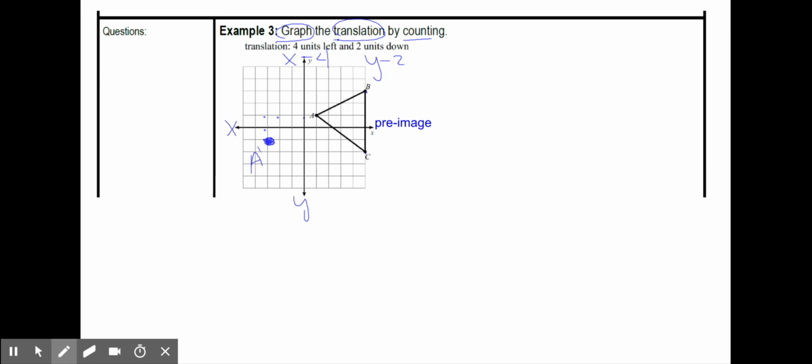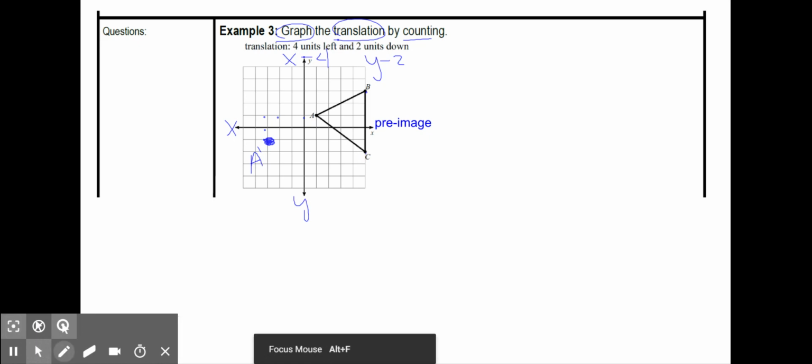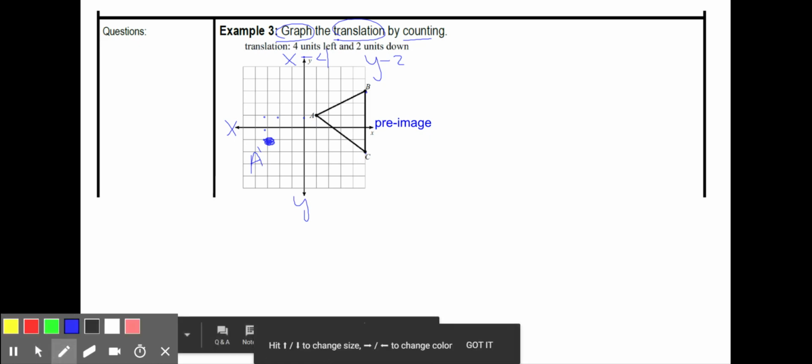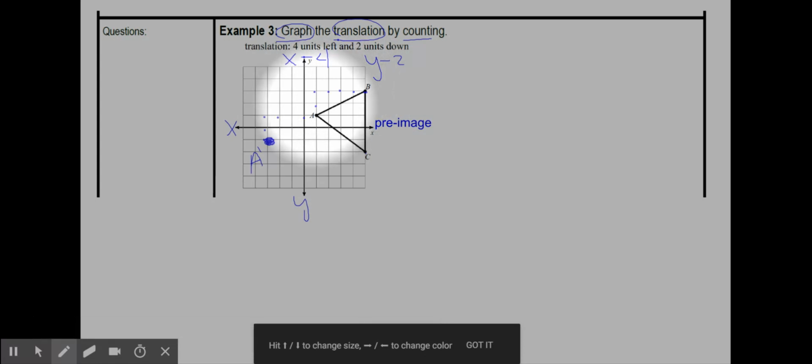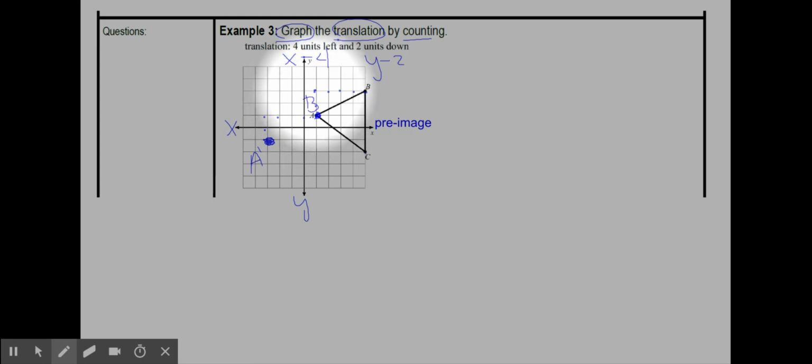I'm going to do the same for B. So B, I'm going to move 4 left, 1, 2, 3, 4, and 2 units down. And I see that B landed exactly on top of A, and that's okay. That's just the problem that we have. Now I'm going to take point C and move it 4 units left, 1, 2, 3, 4, 1, 2, and that's my vertex and C prime.